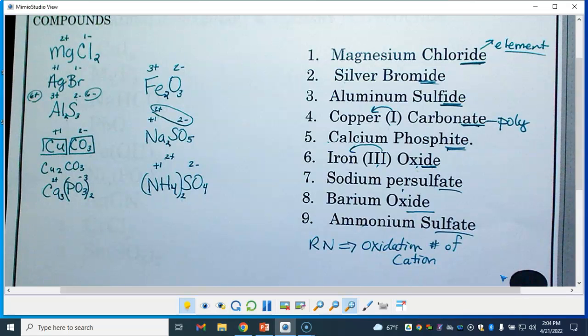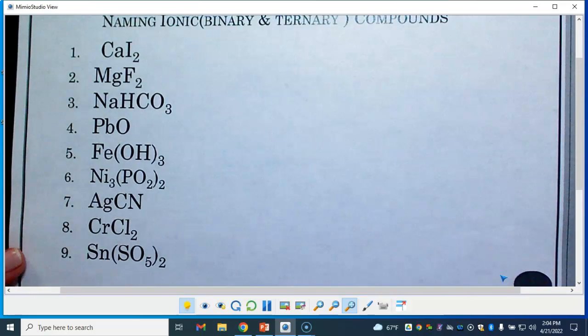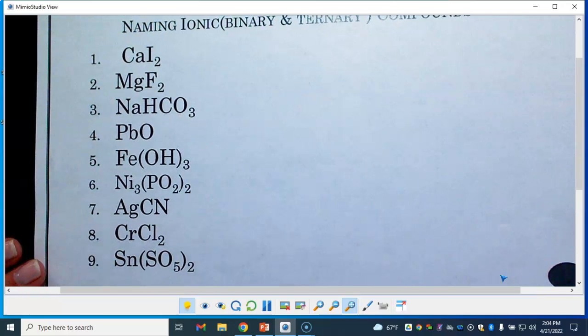Almost. Now we're going to go in the opposite direction. So now we're going to be given the formula and you're going to come up with the name. So I'm going to have you guys do the same thing. I'm going to have you write my examples down. And then we'll go through them.